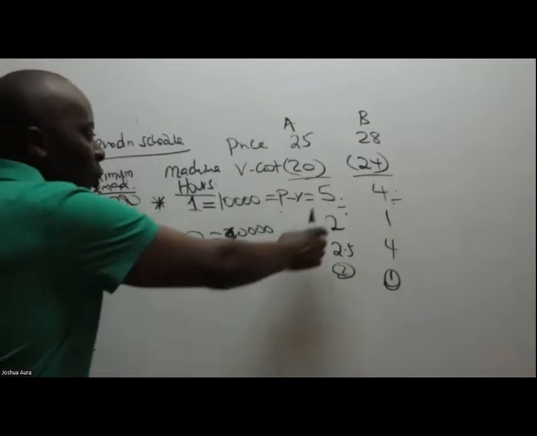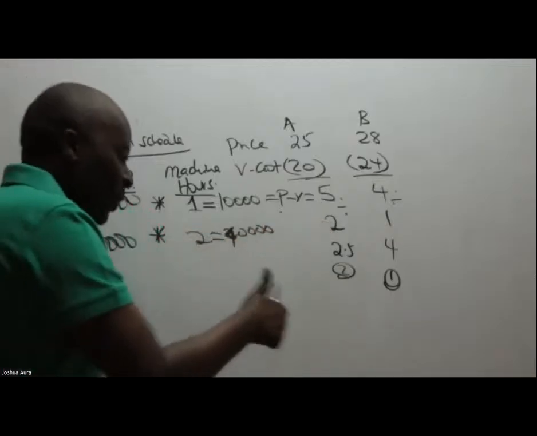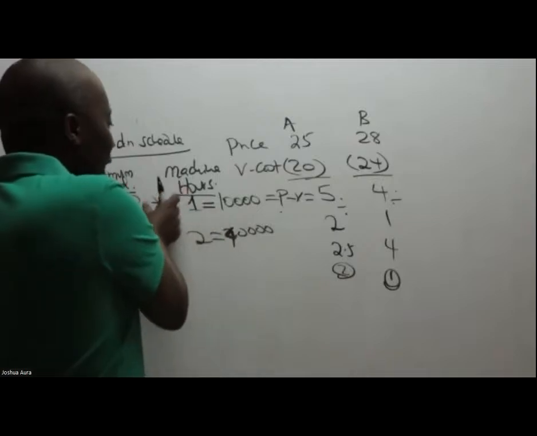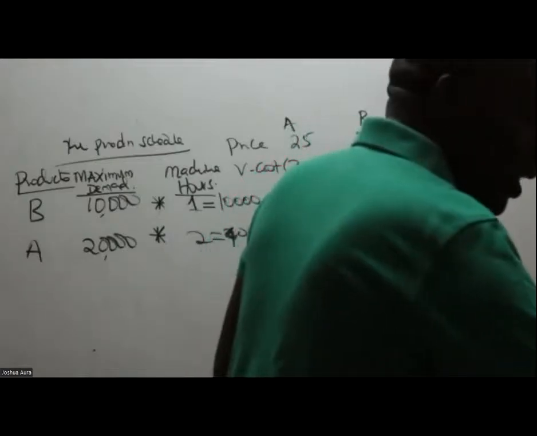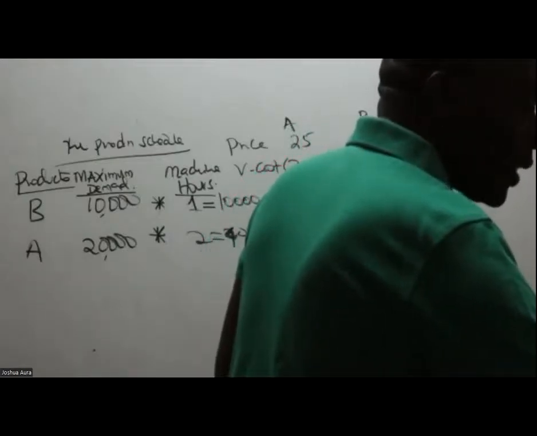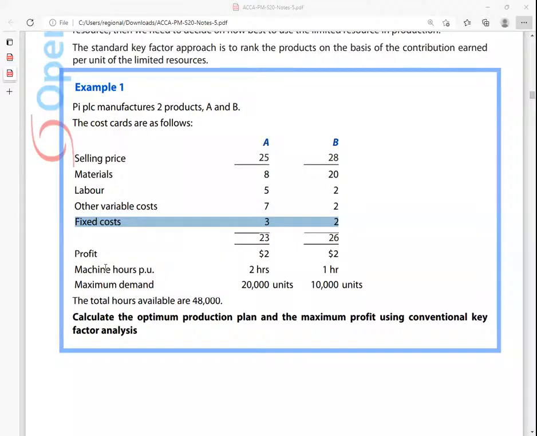The machine hours that we read from here were machine hours for each unit. They have told us these are machine hours per unit, 2 and 1. So when you multiply, you should be able to get the total.